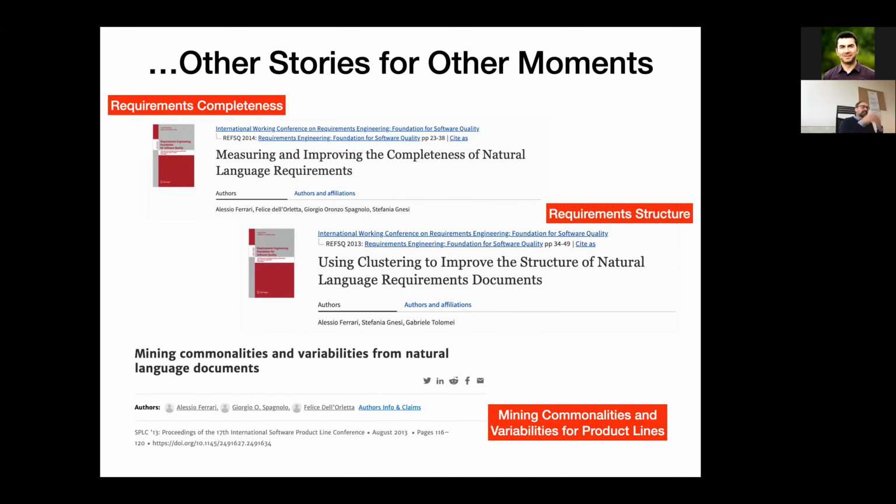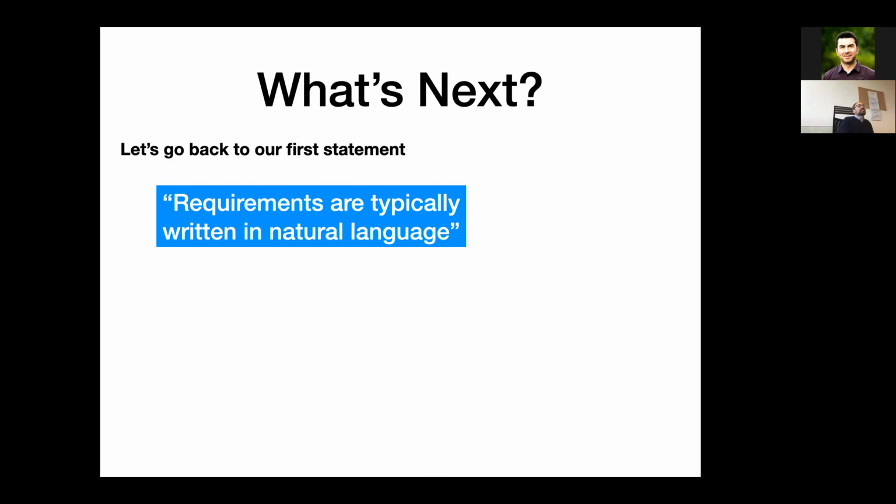Of course, this is a very quick list of stories, but I have also other stories for other moments, for example, related to application of NLP to requirements completeness, to improve the structure of the requirements, and also application to product lines engineering with works on mining commonalities and variabilities in product lines. Of course, these are other works that I've been doing on application of NLP to RE and software engineering in general. So what's next? Well, let's go back to our first statement.